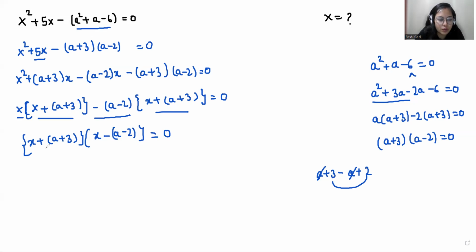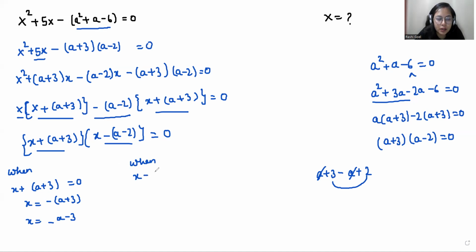is equals to 0. So either this will be 0 or this will be 0. When x plus a plus 3 is equals to 0, so x is equals to minus a plus 3, or we can write it as x is equals to minus a minus 3. And when x minus a minus 2 is equals to 0, so x is equals to plus a minus 2. So x is equals to a minus 2.